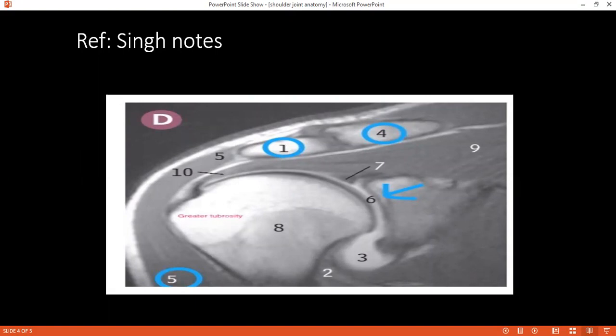Number 4 would be clavicle. Number 1 would be acromion of scapula, and number 5 would be deltoid. Can you tell me this blue arrow pointing at number 6, what does that signify? Number 6 shows the joint cavity.